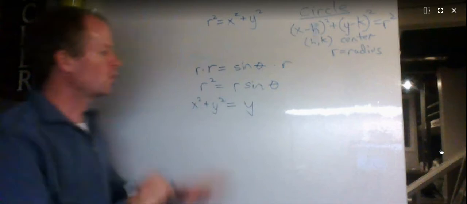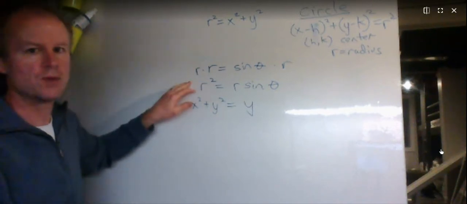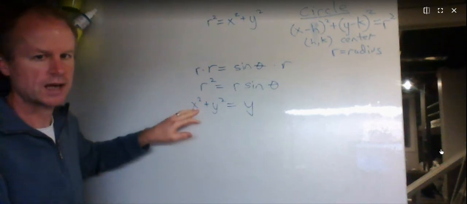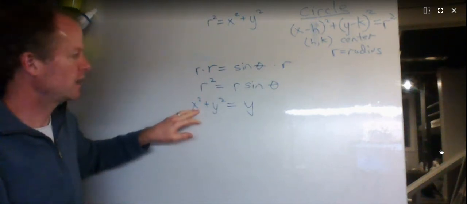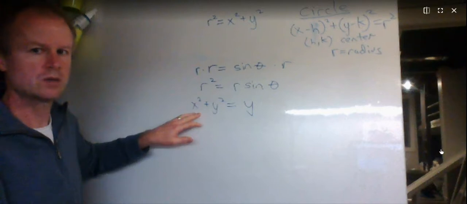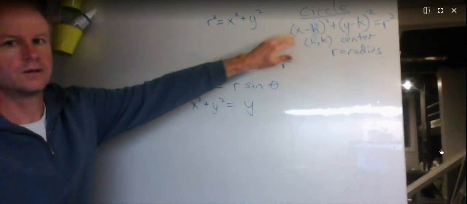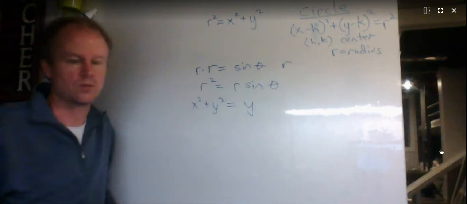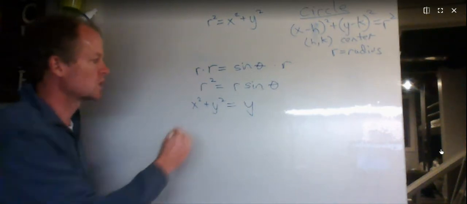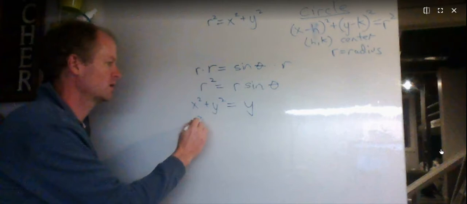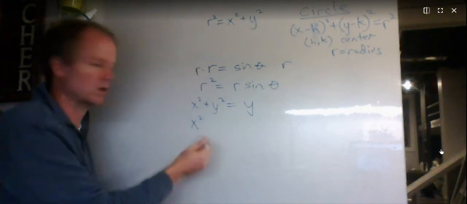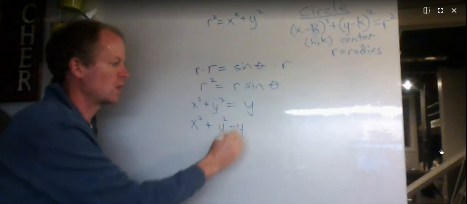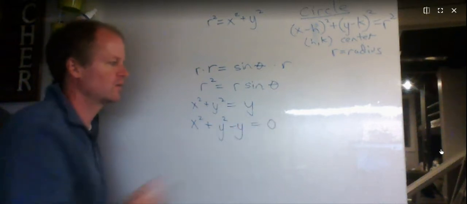So our goal here, remember we started by multiplying by R on both sides, and we got this. Then we changed into X's and Y's. Now what I'm going to do is work to rewrite that into a form that I recognize in rectangular coordinates as the form of the circle. So I'm going to move the y to be with a y squared. So I'm going to subtract it. So I'm going to have plus y squared minus y equals 0.